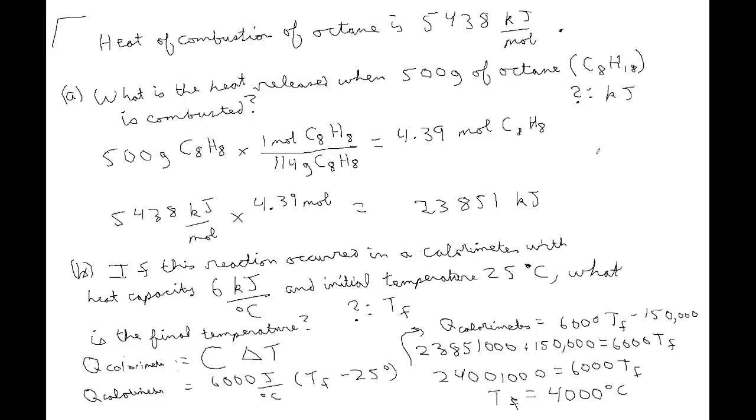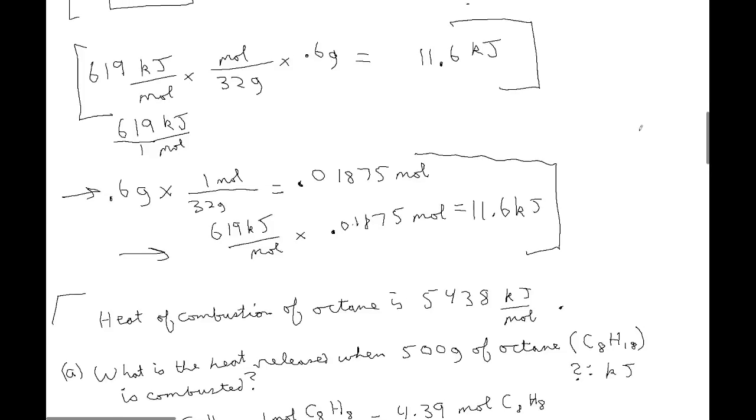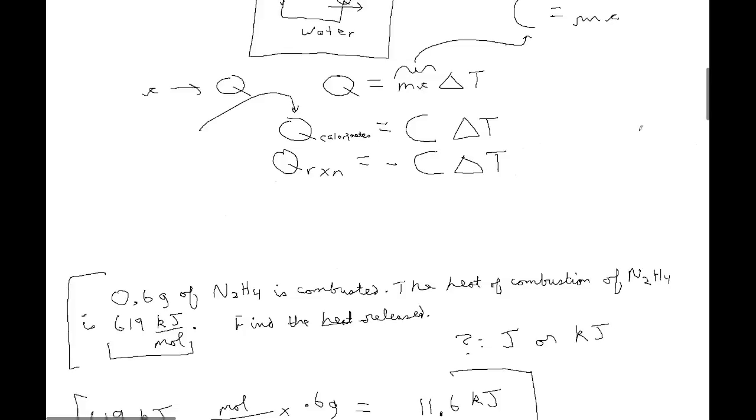Q of the reaction is going to be releasing heat. Because it's a combustion reaction, the heat is released. So what would Q for the reaction be? Q for the reaction would be negative 23,851 kilojoules. That's right. If you were going to use Q for the reaction, though, then you would use this equation.